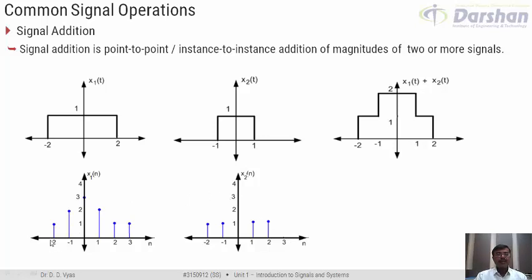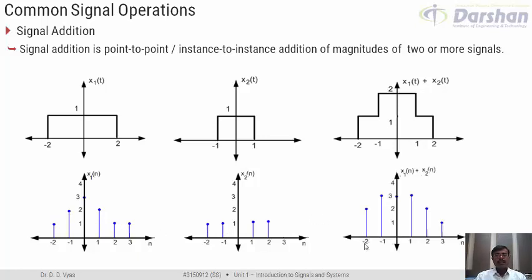So at n equal to minus 2, here the value is 1, and here the value is 1, so 1 plus 1 should give you 2. Similarly, at n equal to minus 1, the magnitude is 2 here and 1 here, so 2 plus 1 would give you 3. Let me show you the result.